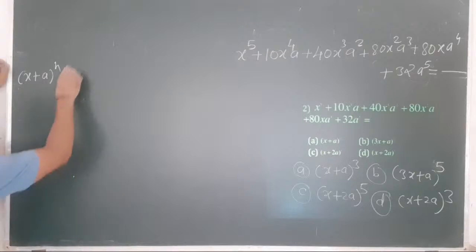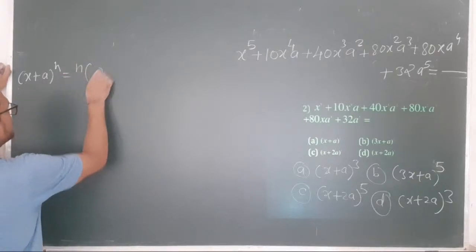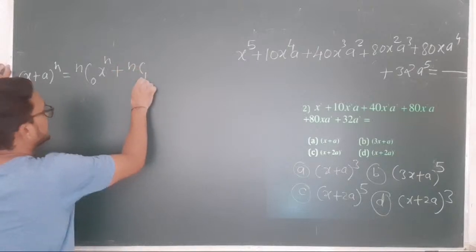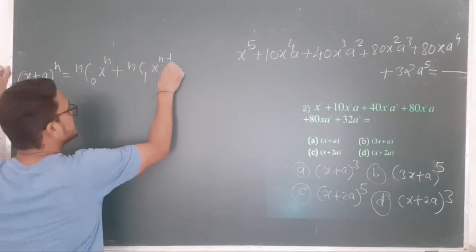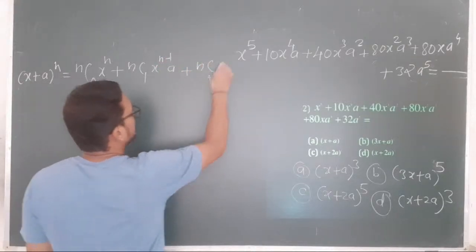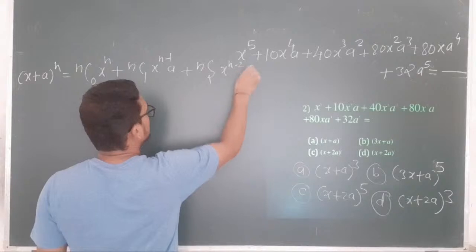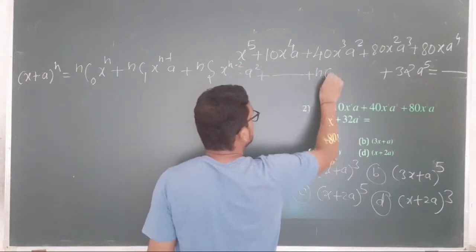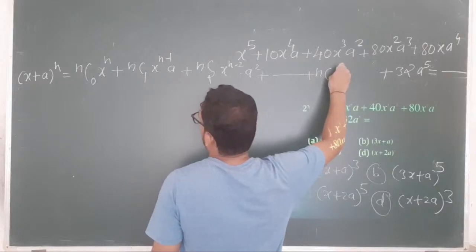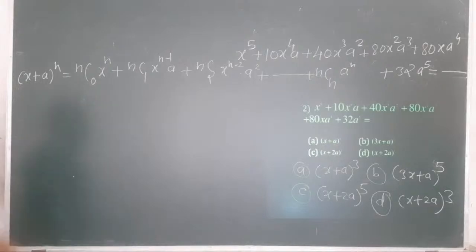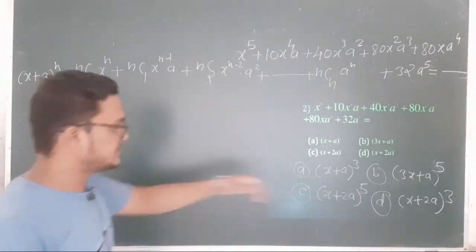What is that expansion? nC0 x to the power n plus nC1 x to the power n minus 1 into a plus nC2 x to the power n minus 2 into a square plus so on, plus nCn a to the power n. So this is the expansion. Now just check it by putting this.